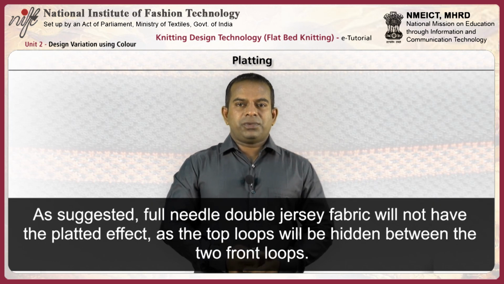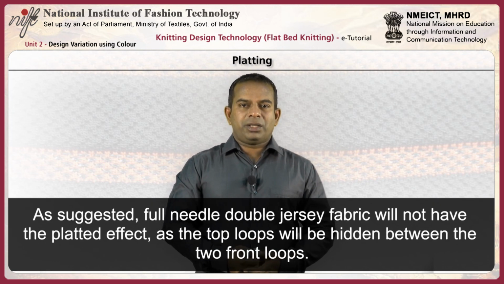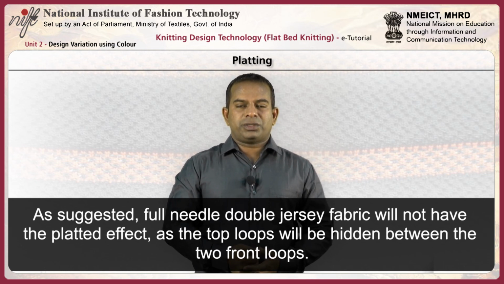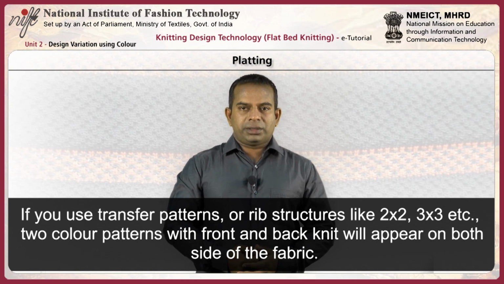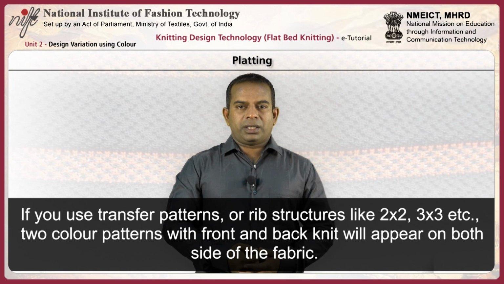As suggested, full needle double jersey fabric will not have the plated effect, as the top loops from either side will be hidden between the 2 front stitches. If you use transfer patterns or rib structures like 2x2 or 3x3 etc., a 2 colored pattern with the front and back net will appear on both sides of the fabric.